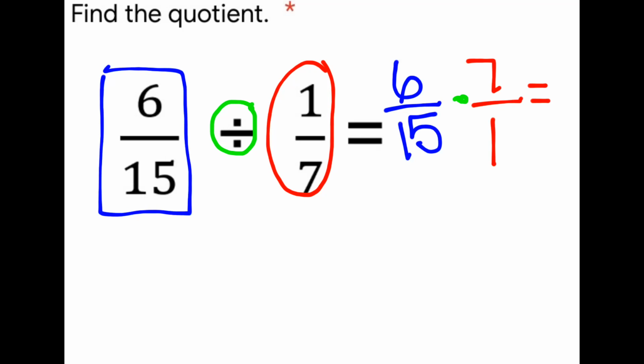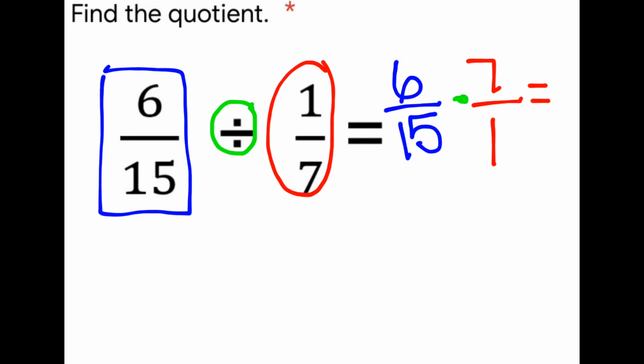I will give you a few seconds to multiply straight across. You should be able to do this on your own. When you multiply straight across, you are going to get an improper fraction. Improper fraction means your top number is bigger than your bottom number. You will have to do long division to get your mixed number.